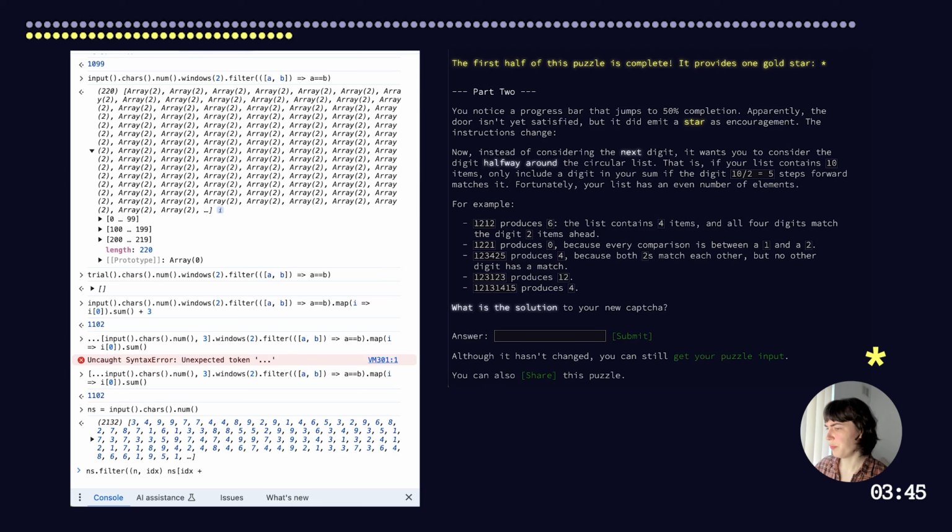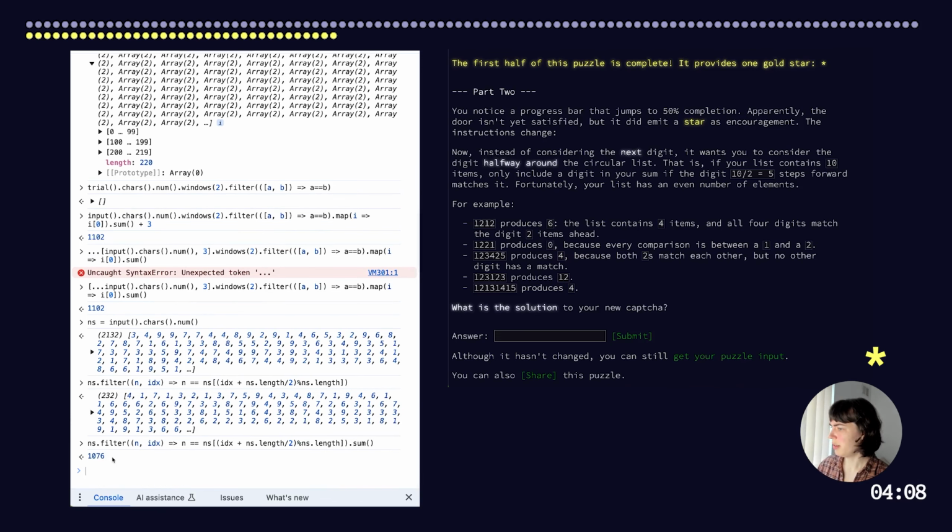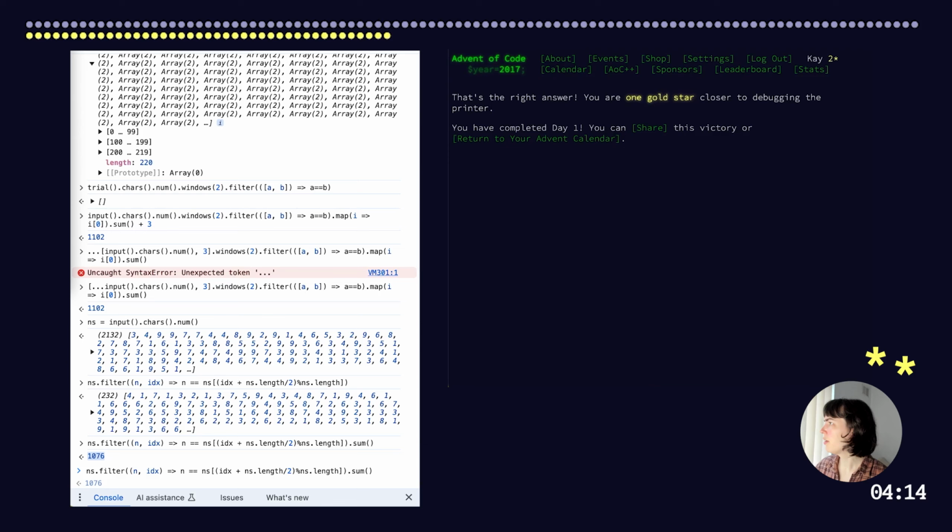Forward. Okay. Divided by 2 modulo its length. $10.76. Let's try it with that. Okay.